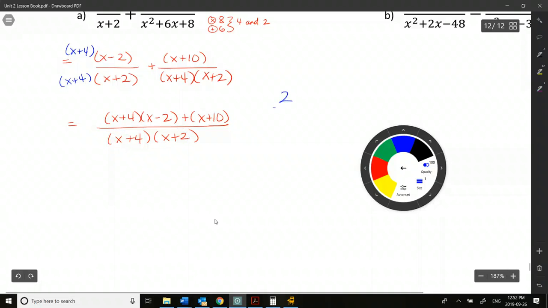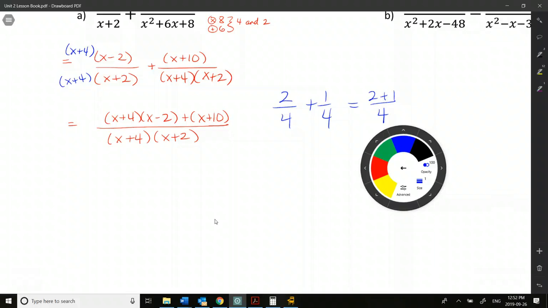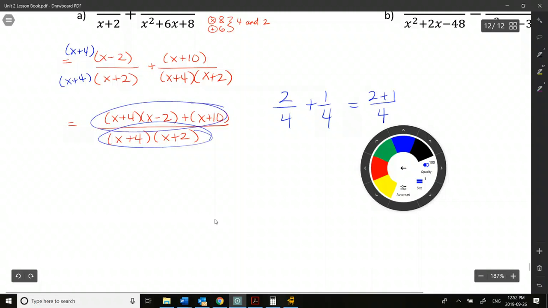So like if I have 2 over 4 plus 1 over 4, what is this equal to? Right, so you're telling me you kept the denominator and you added the numerator, right? So you don't duplicate the denominator. It's just a single denominator now. Does that make sense? So I keep the denominator, I'm just adding the numerators together.